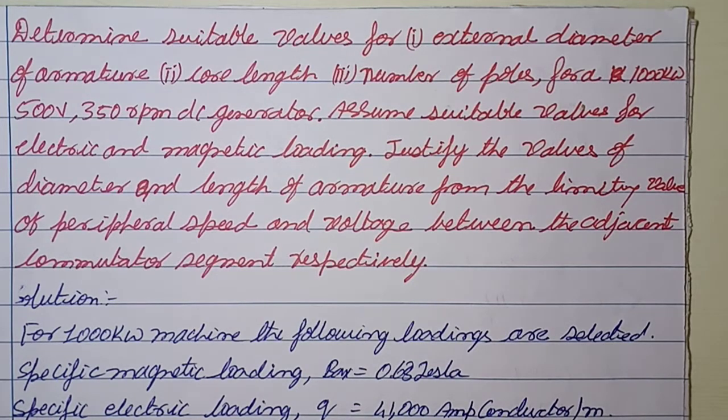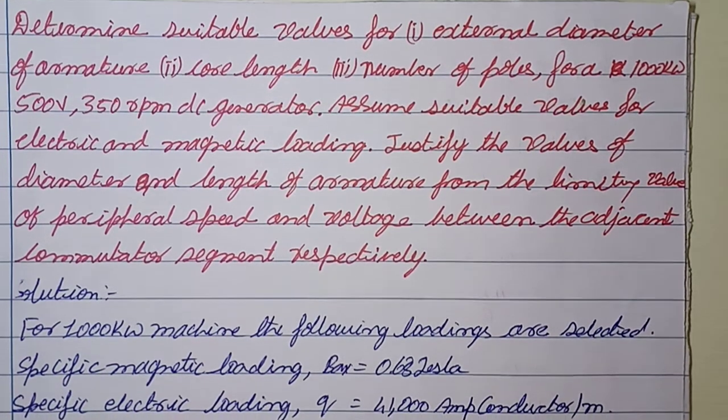Determine the suitable values for external diameter of armature, core length, and number of poles for a 1000 kilowatt, 500 volt, 350 rpm DC generator. Assume suitable values for electric and magnetic loading. Justify the values of diameter and the length of armature from the limiting values of peripheral speed and the voltage between the adjacent commutator segment respectively.